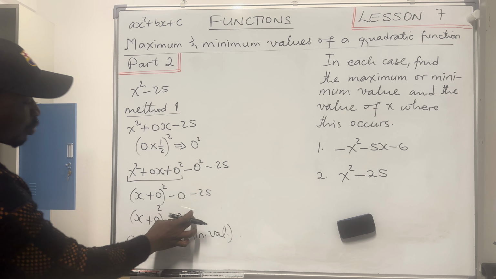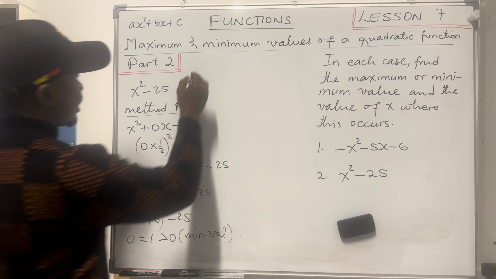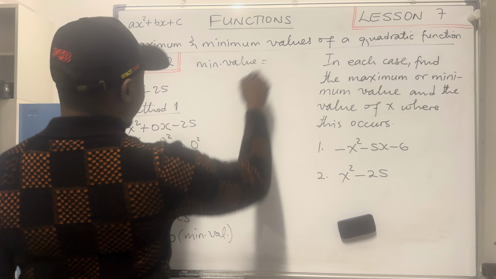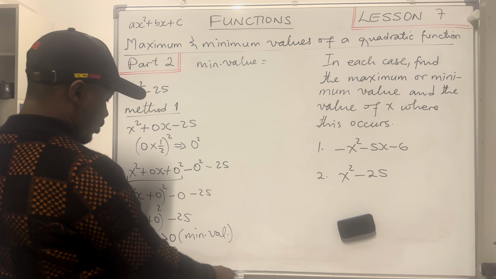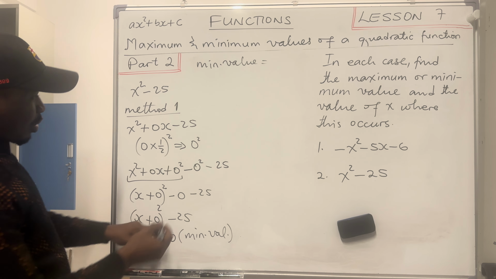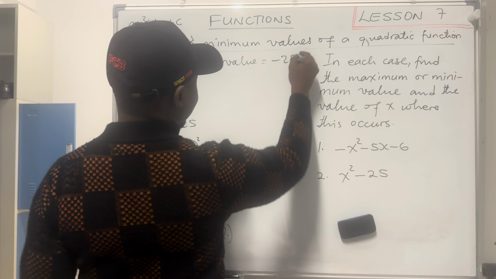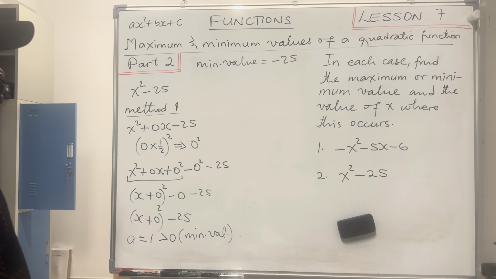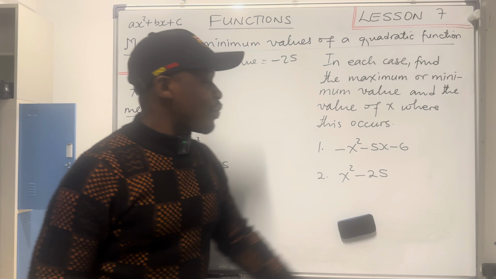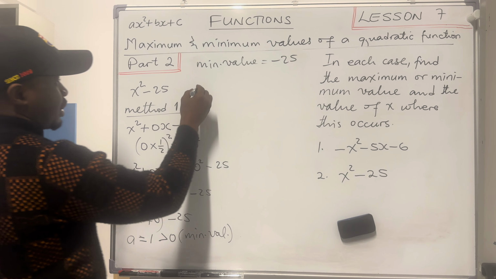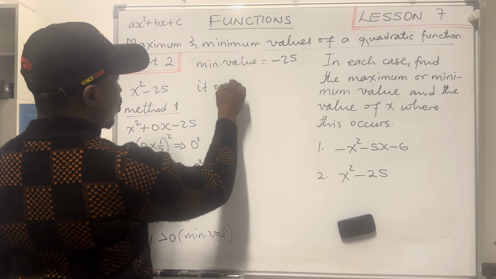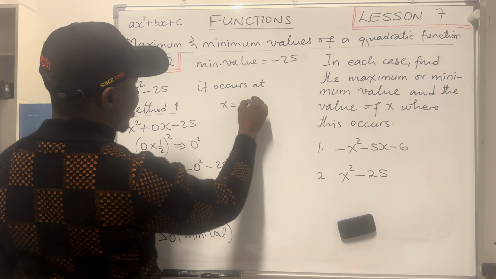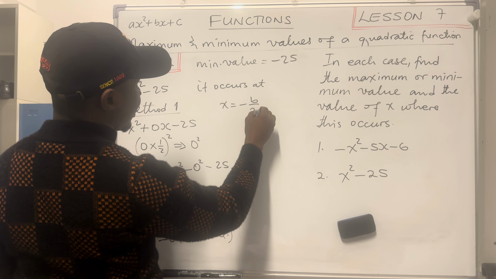The minimum value is the one that is outside the bracket. So say minimum value is equal to minus 25. Yeah, minus 25. All right. So, and the value of x where this occurs. So we say it occurs at x equal to minus b over 2a.